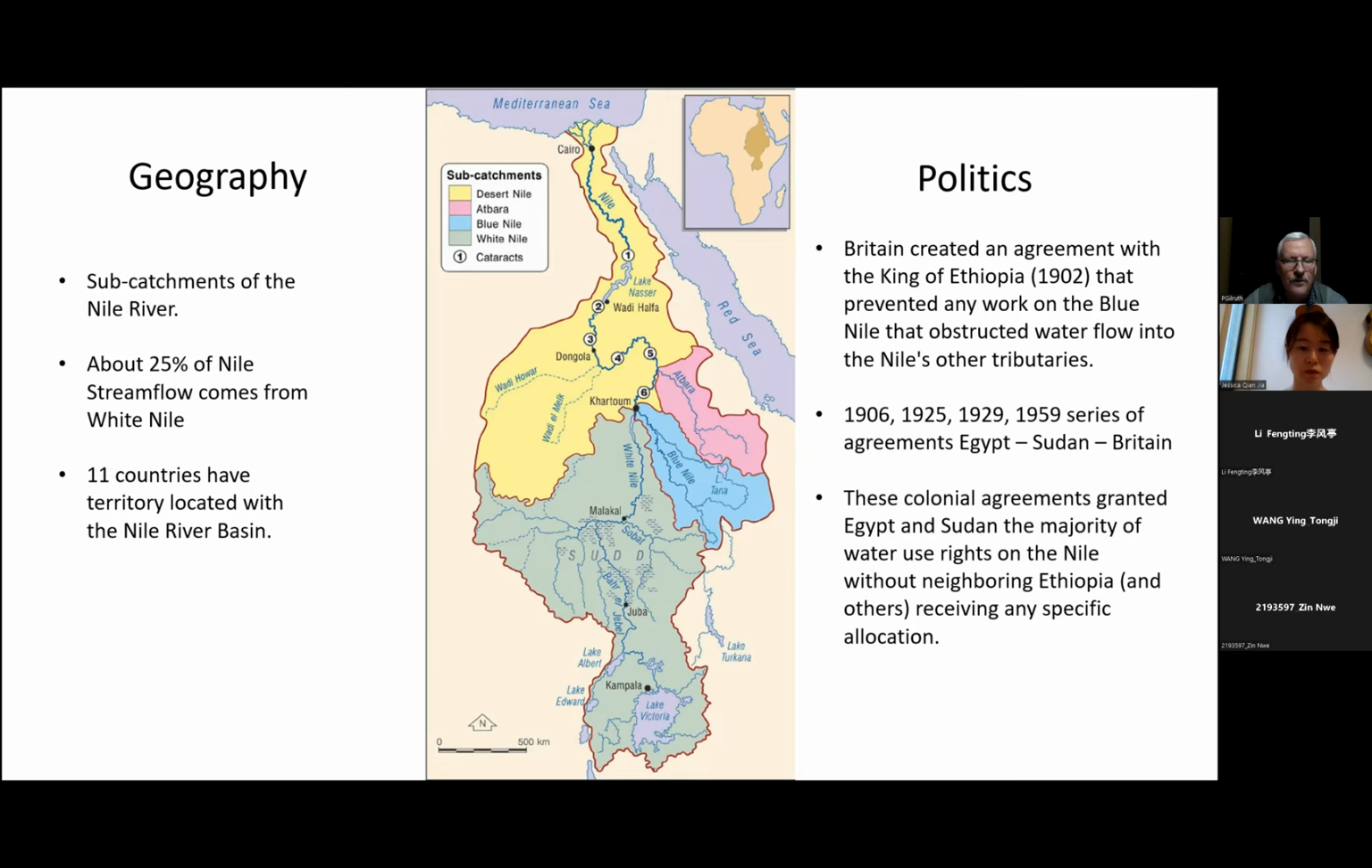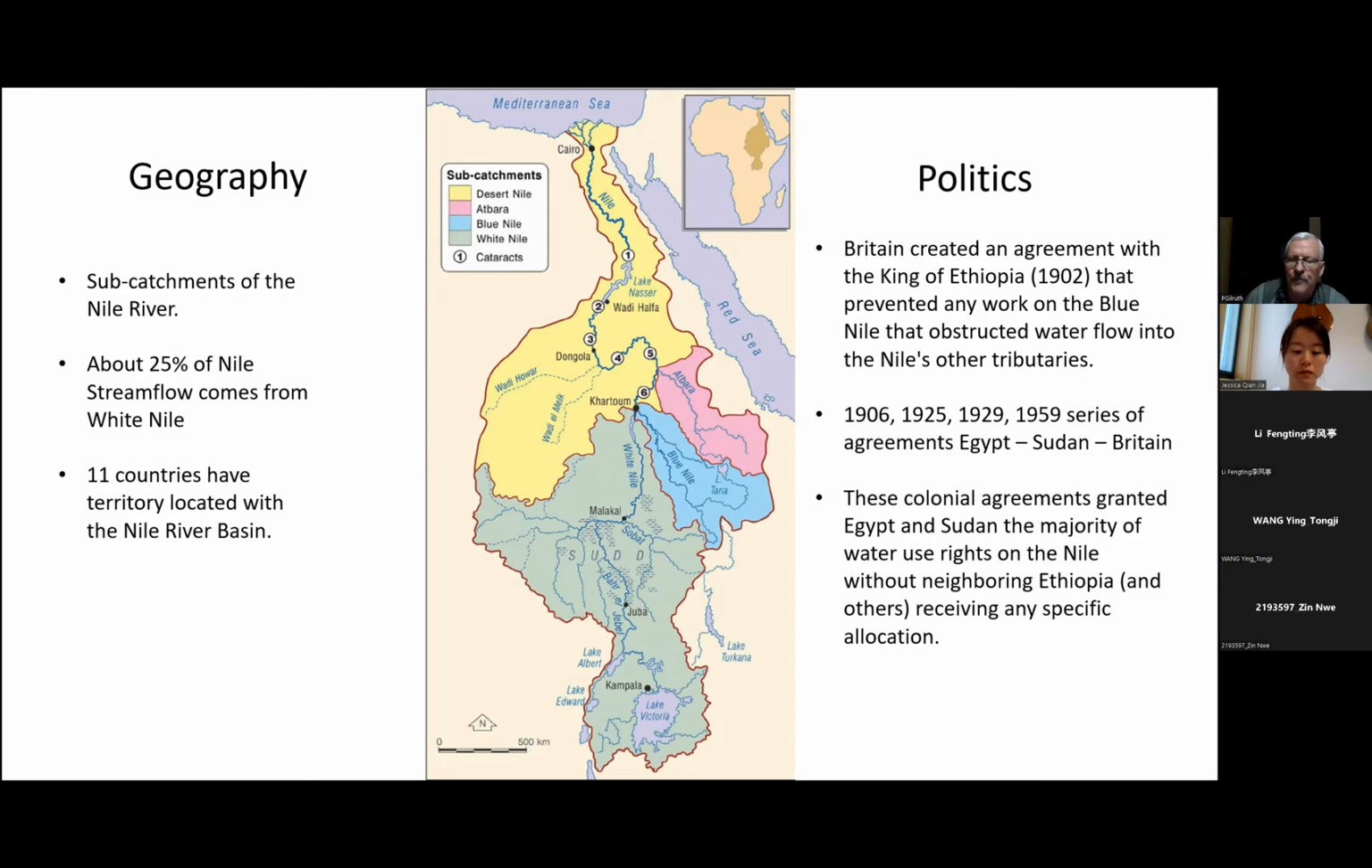So that is of prime importance for the Egyptians who live downstream. The White Nile, on the other hand, contributes maybe 23-25%, even though it has the largest surface area. The other important factor in terms of the geography is that there are 11 countries that share administrative boundaries with the catchment area. So you can imagine that trying to come to some kind of agreement amongst these countries might be a bit difficult at times.